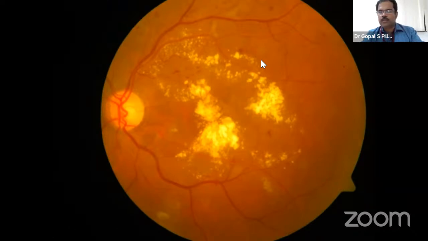Causes of hard exudates. Sir, hard exudates are caused by chronic localized retinal edema, and they are composed of lipoproteins. Don't use the term localized. Just say edema, because it can be diffuse also.